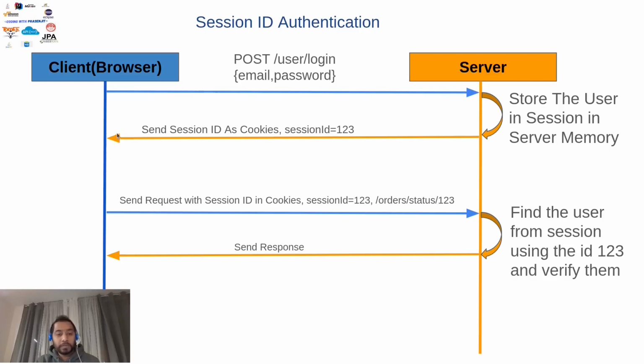Okay, and then the user wants to check his status of order. Let's say user wants to check the status of his 1 2 3 order. So what user will do? Then the browser will send in the next request the session ID in the cookies, and then it will pass to the server. Okay, and then server will find the session from its memory, and then it will validate the user, and then it will pass the response to the browser. And if there is no session, then it will throw some error. Okay, so now let's see the problem with this authentication process.